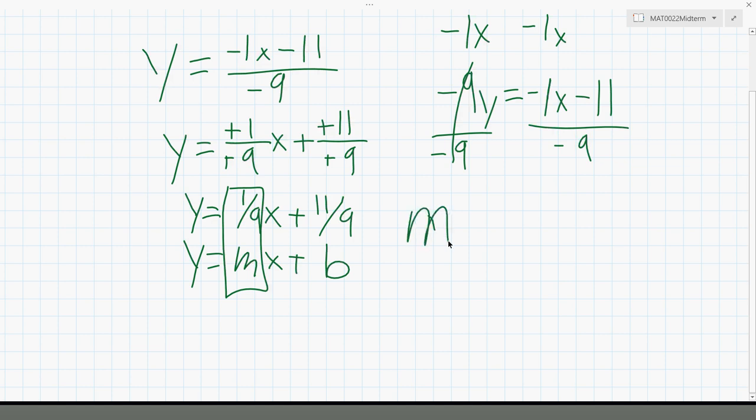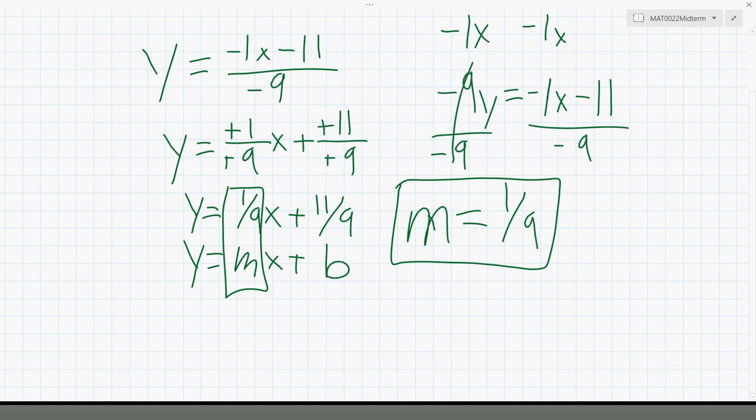And you're going to write it as m equals 1 over 9. That way your teacher knows that you understand what they're talking about. Okay? Everyone good with that one? Yes. Kind of.